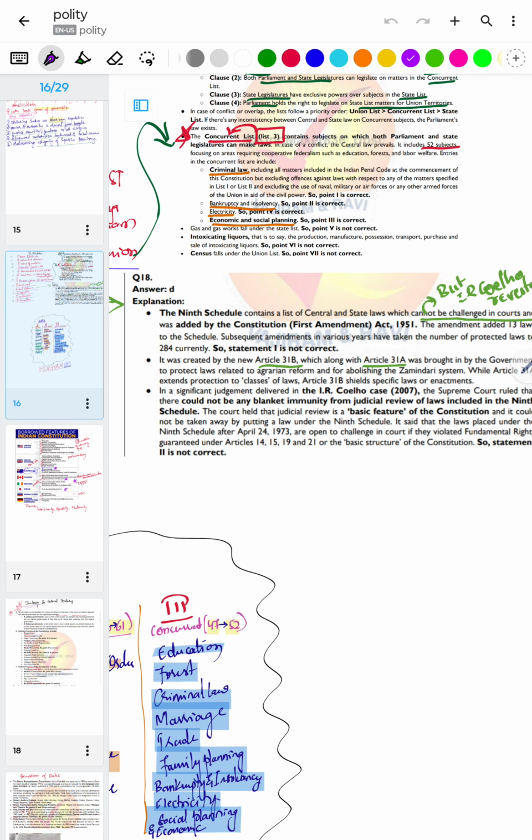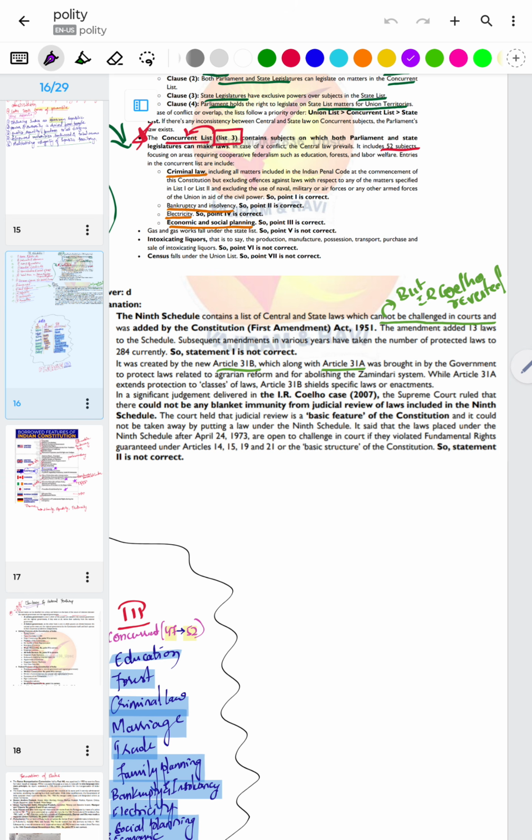It was created by new Article 31B, along with 31A. The agrarian zamindari system laws cannot be challenged, but the court reverted this one, so that could not be a blanket immunity. The ninth schedule was added in 1951, with 13 laws.